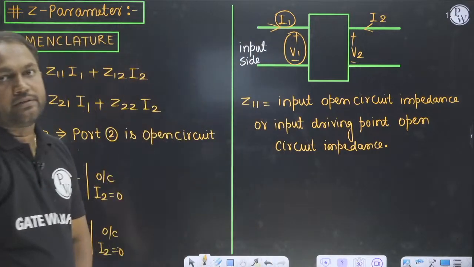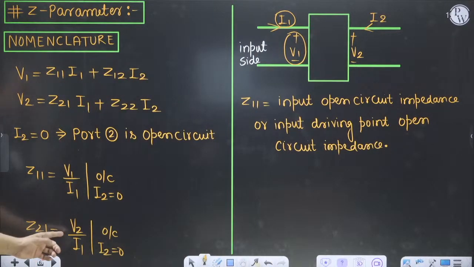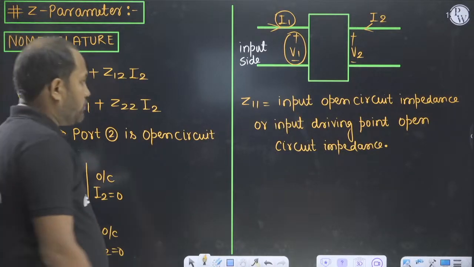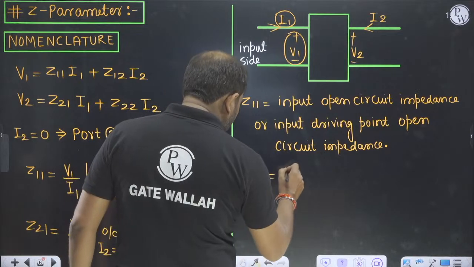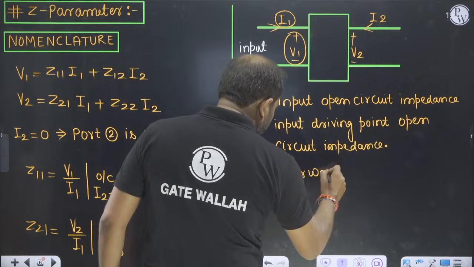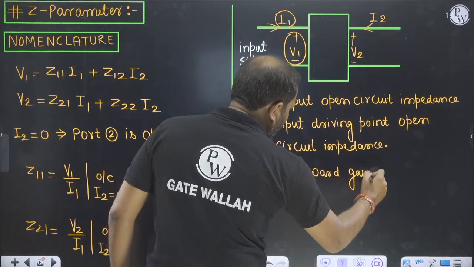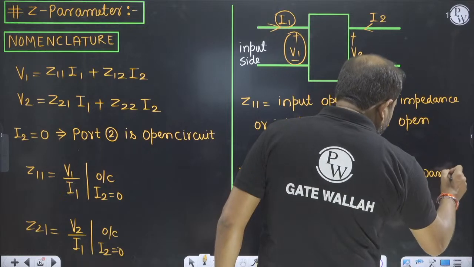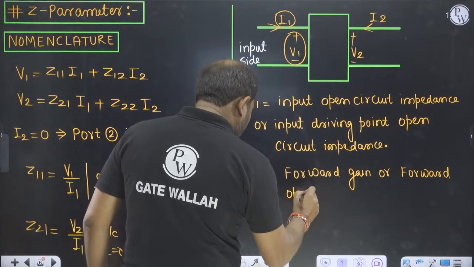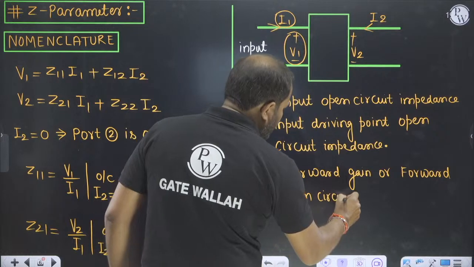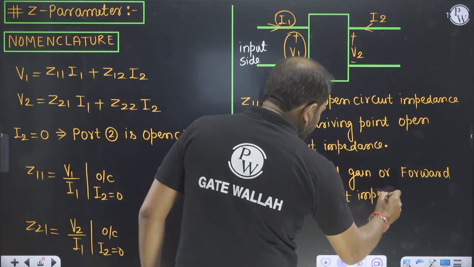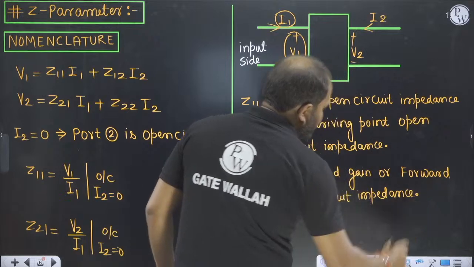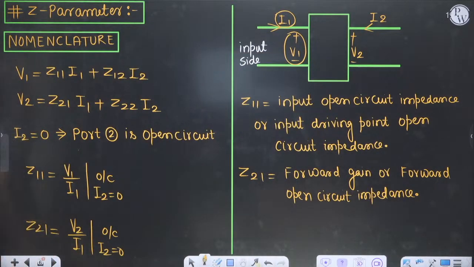This name is important here. Then after, second one is Z21. Here output is 2, input is 1, so it is known as forward gain. So Z21 is known as forward gain, or it is also known as forward open circuit impedance. Okay, so these are all points you have to remember.